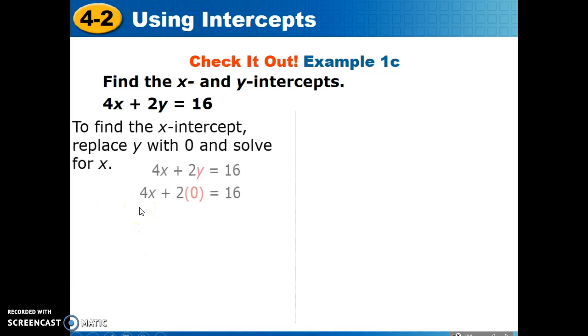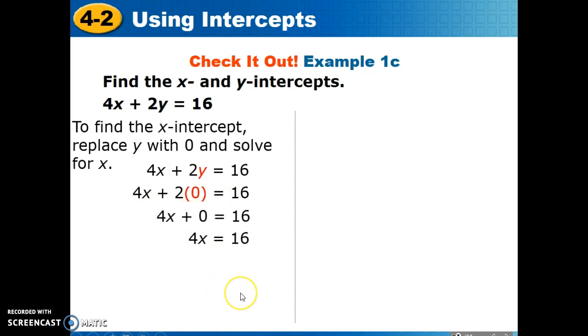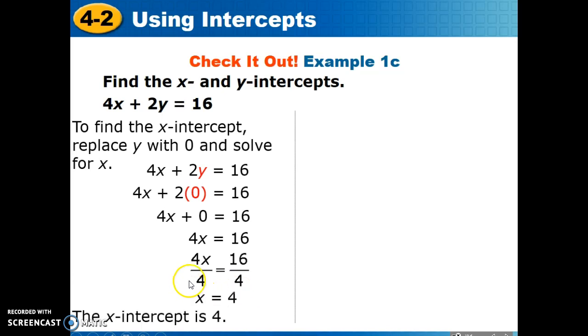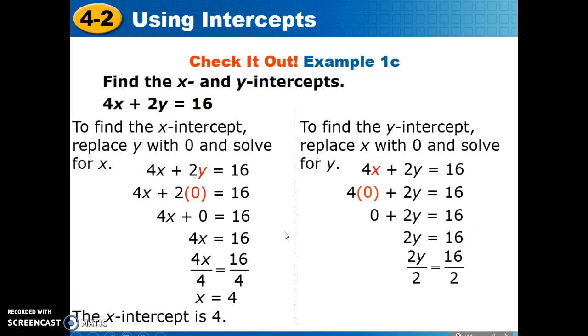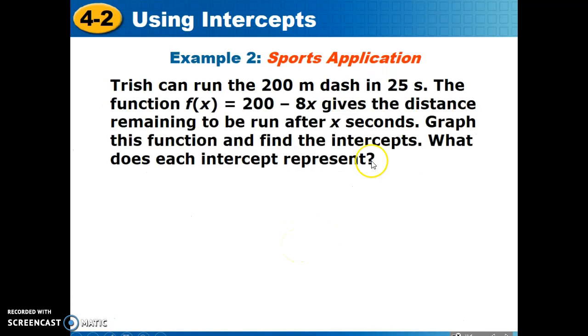So we allow x and y to equal 0. First, let y be 0: 4x equals 16. When the y term disappears, we solve and x equals 4. We're going to let x equal 0 to solve for the y-intercept. 2y equals 16. Dividing by 2, y equals 8. So let's apply this to a real world situation.